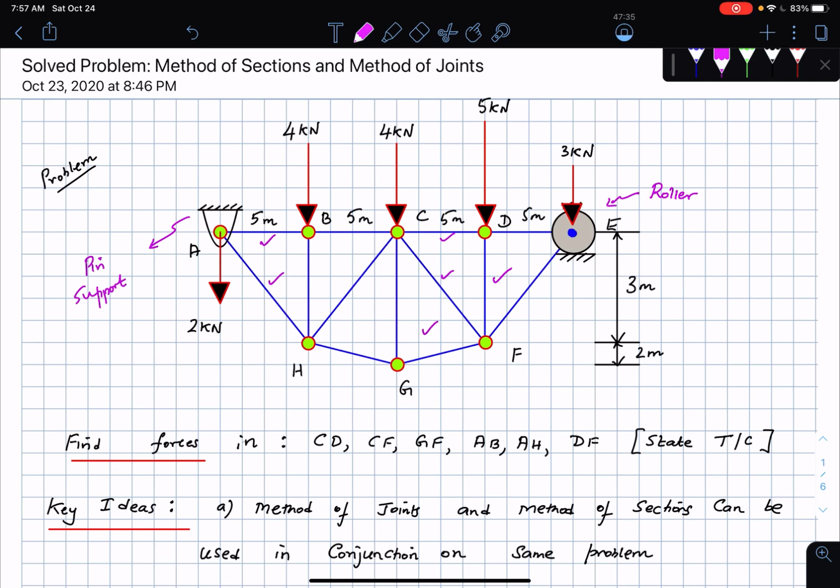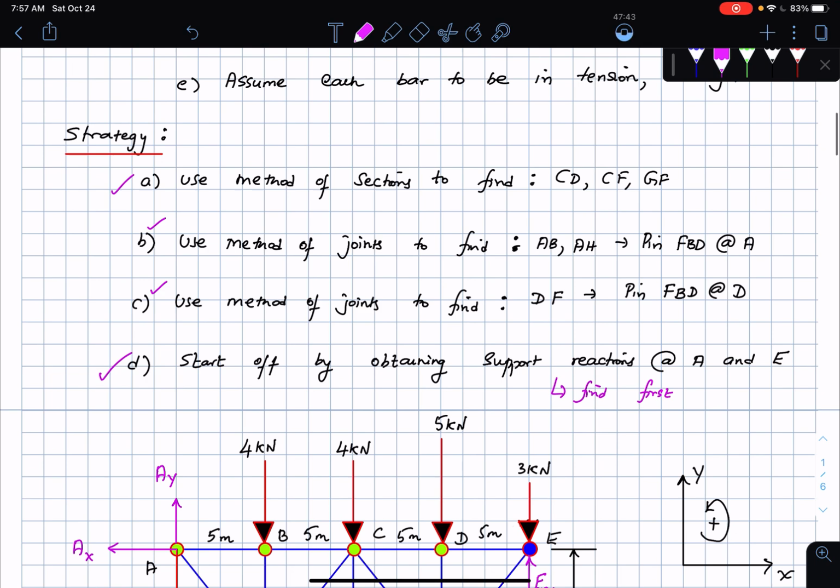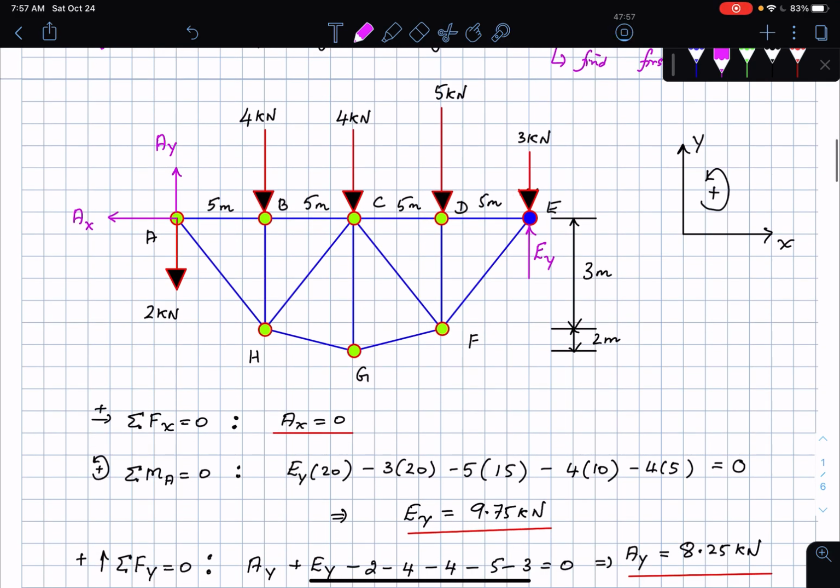I use the method of sections to find the forces in CD, CF, and GF. We wrote down our strategy right down here. Then I use the method of joints to find AB and AH by drawing the pin free body diagram at A. Likewise, I do something similar at the pin D. But before I do all of these things, I need to obtain the support reactions, which is what I did here. Pin at A, roller support at E. So EY, AX, and AY, sum of forces, sum of moments. That should get you going.